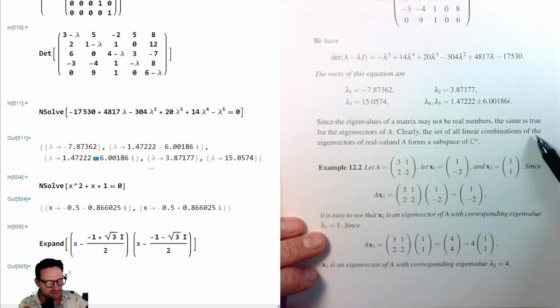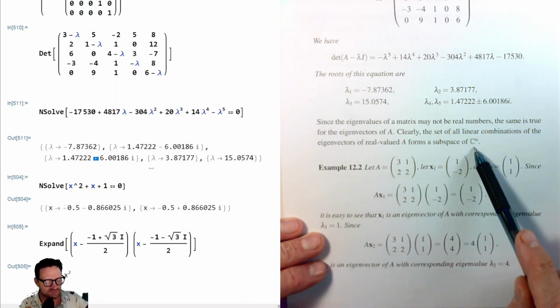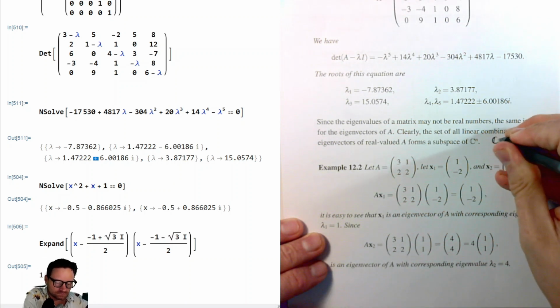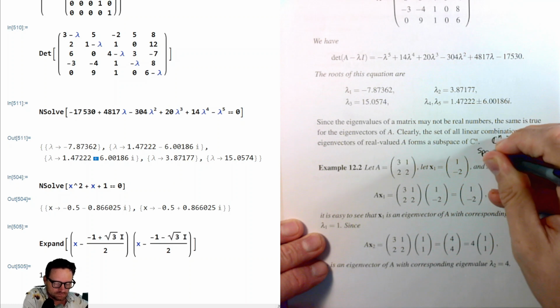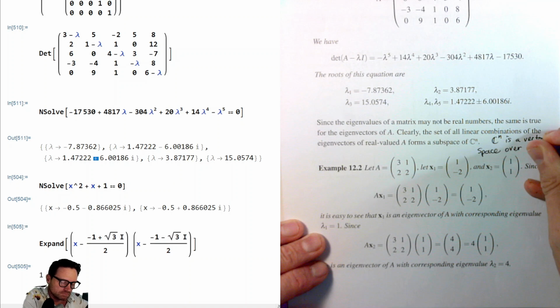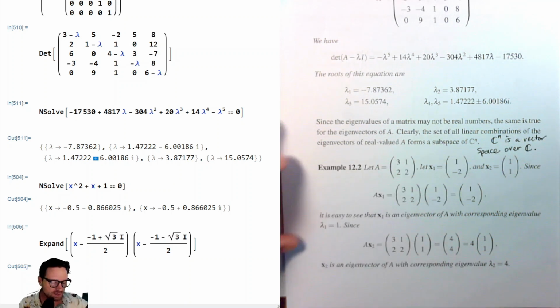The set of all linear combinations of the eigenvectors of real valued A forms a subspace of Cn. Now Cn is a vector space over C of dimension n.